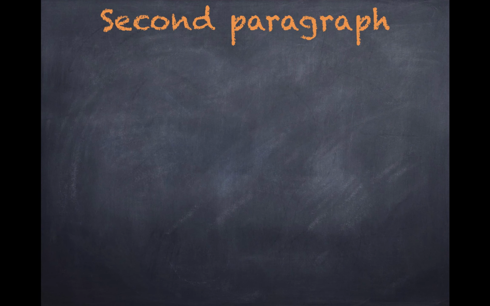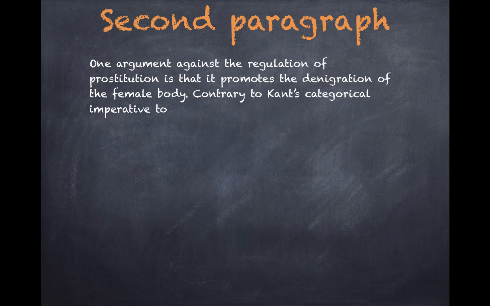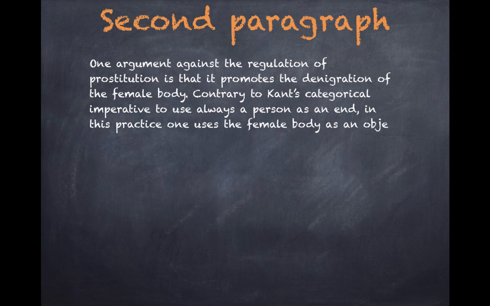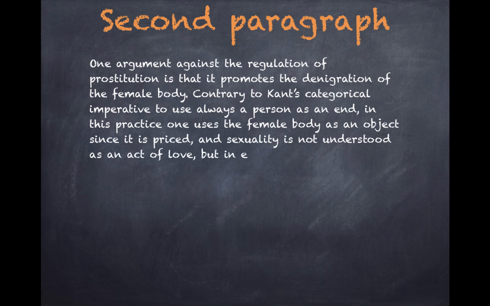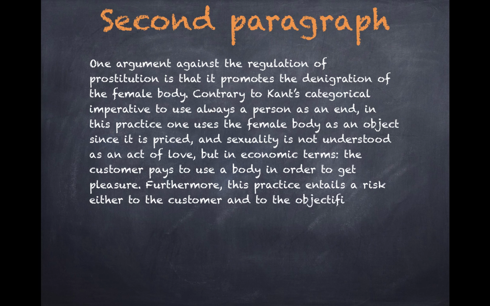The second paragraph could be: one argument against the regulation of prostitution is that it promotes the denigration of the female body. Contrary to Kant's categorical imperative to use always a person as an end, in this practice one uses the female body as an object since it is prized, and sexuality is not understood as an act of love but in economic terms. The customer pays to use a body in order to get pleasure. Furthermore, this practice entails a risk either to the customer and to the objectified person.